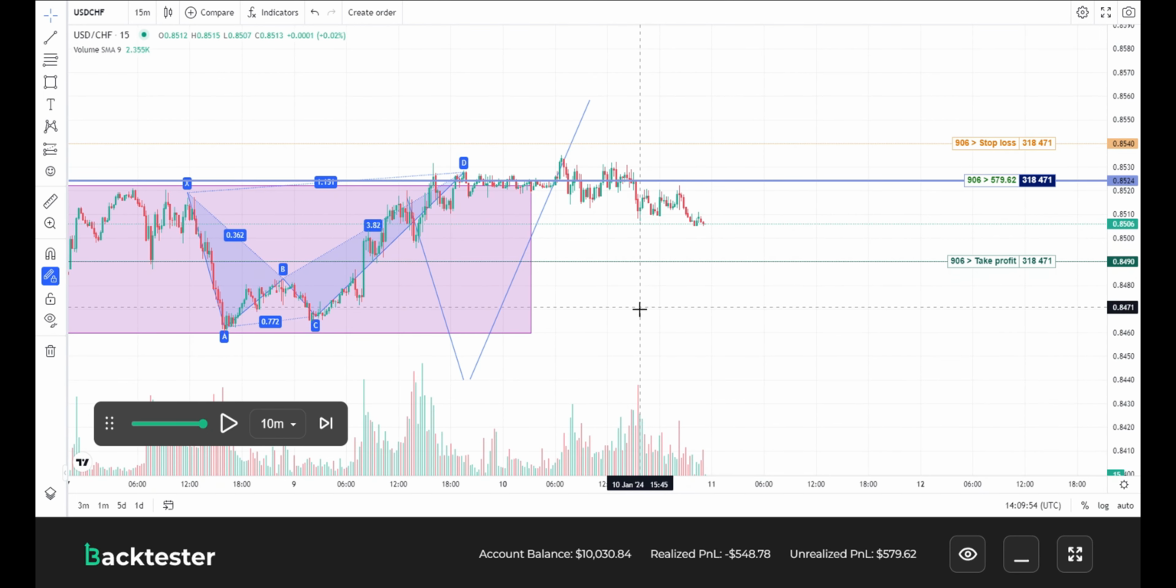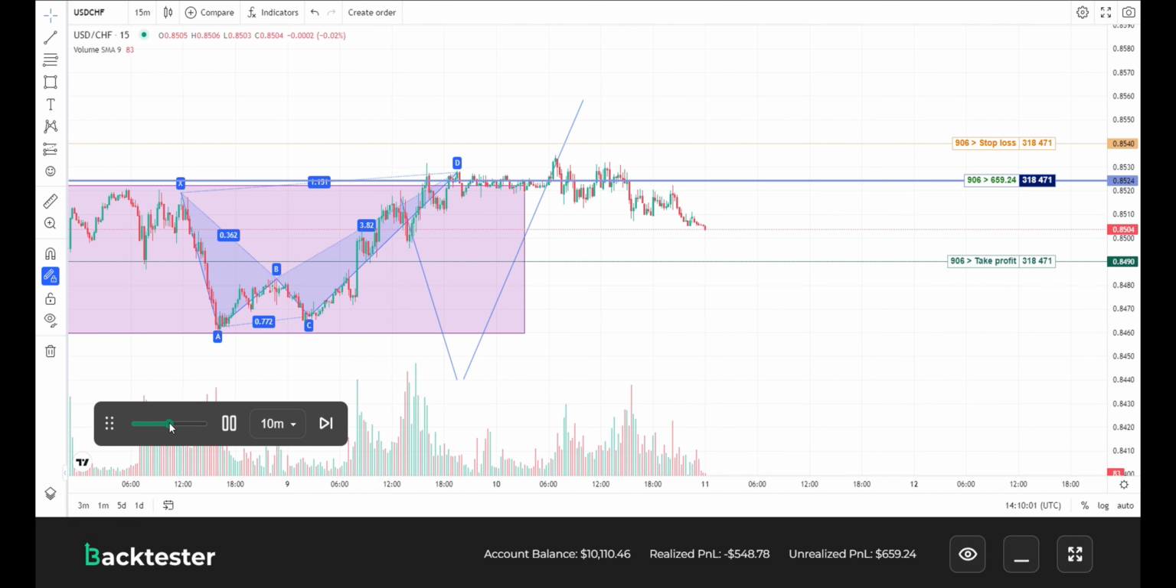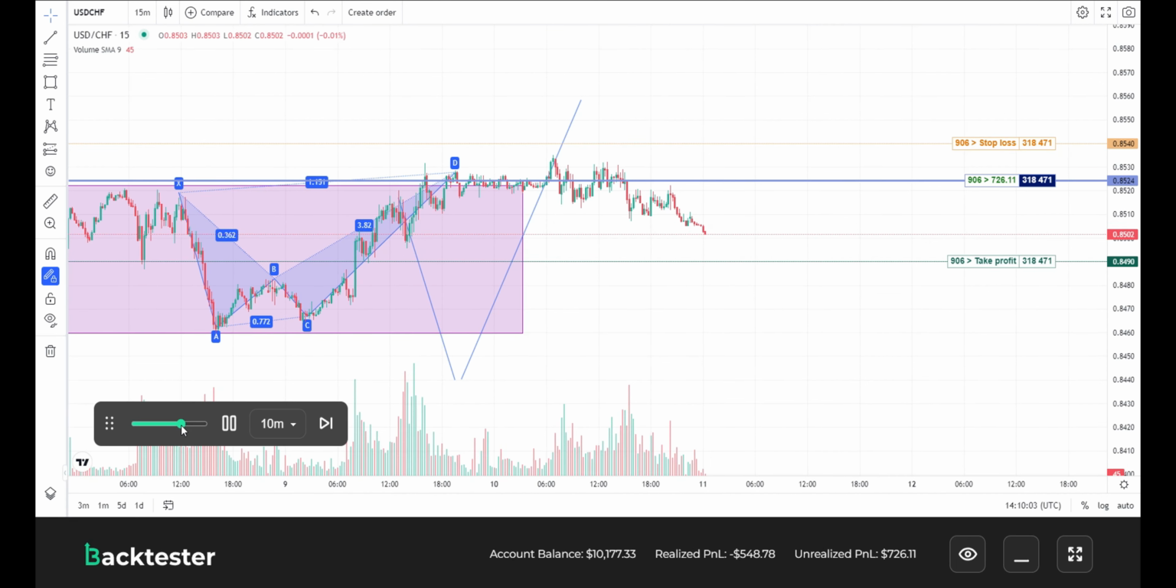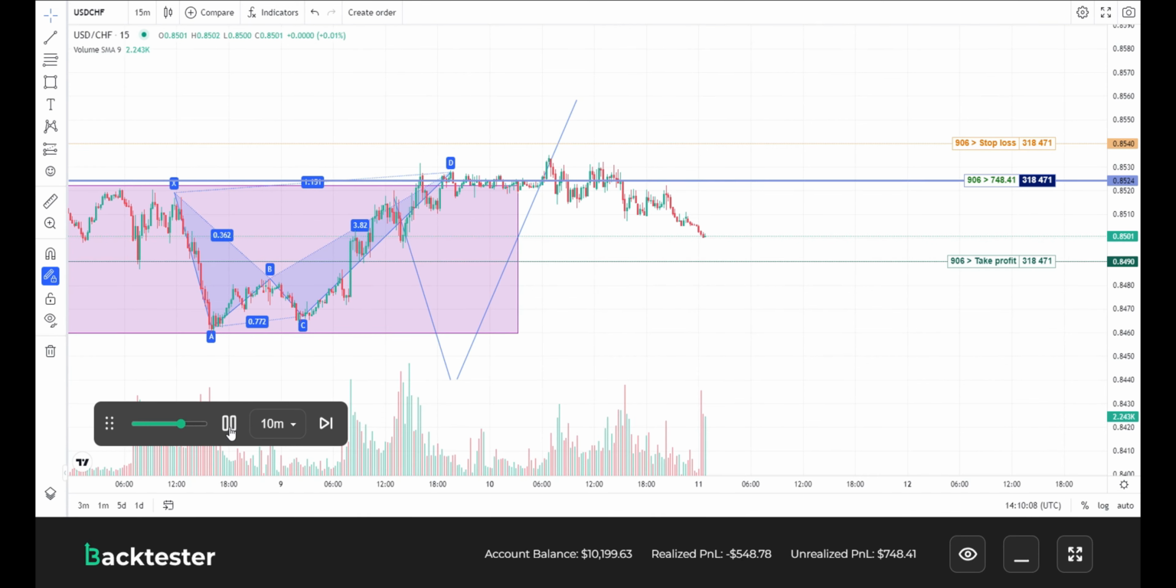Okay, so it looks like the market is creating a divergence, so we can slow down our replay button and actually try and take some profits out and close this trade.